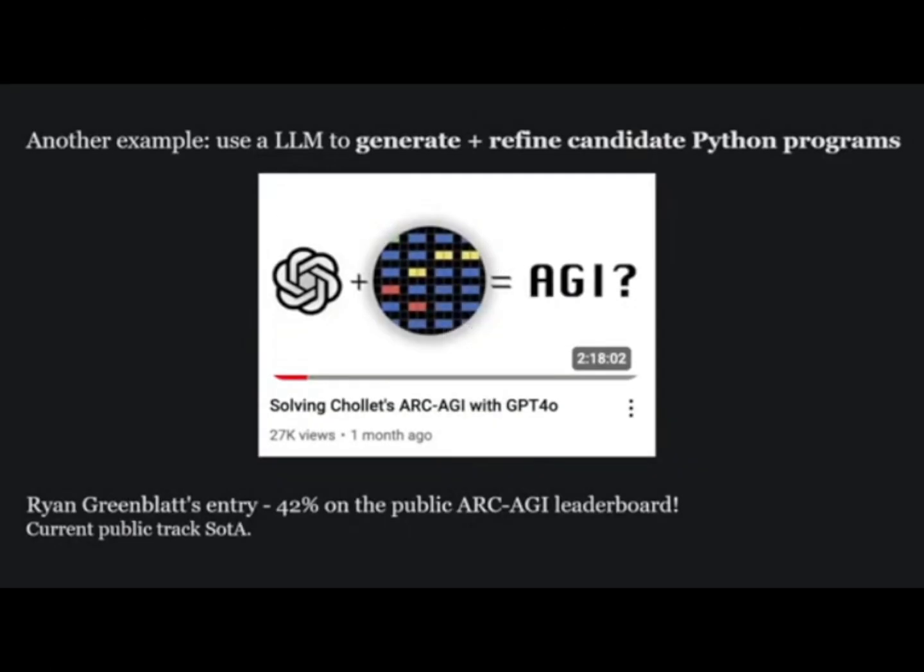This is the submission from Ryan Greenblatt on the ARC-AGI public leaderboard. So it's using a very sophisticated prompting pipeline based on GPT-4o, where it uses GPT-4o to generate candidate Python programs to solve our tasks. And then he has an external verifier. It's generating thousands of programs per task. It also has a way to refine programs that seem to be doing close to what you want. So this scores 42% on the public leaderboard, and that's the current state of the art.